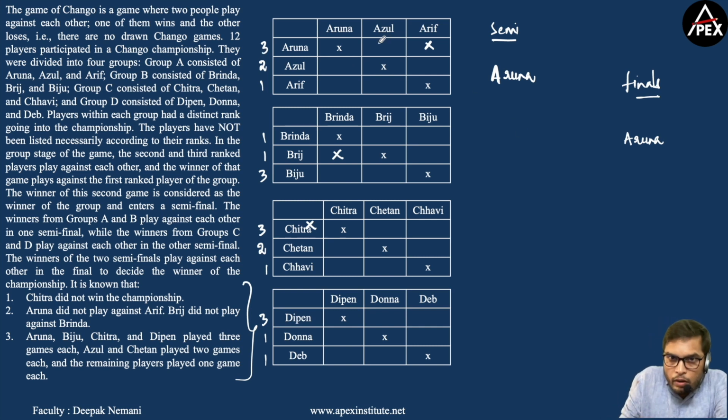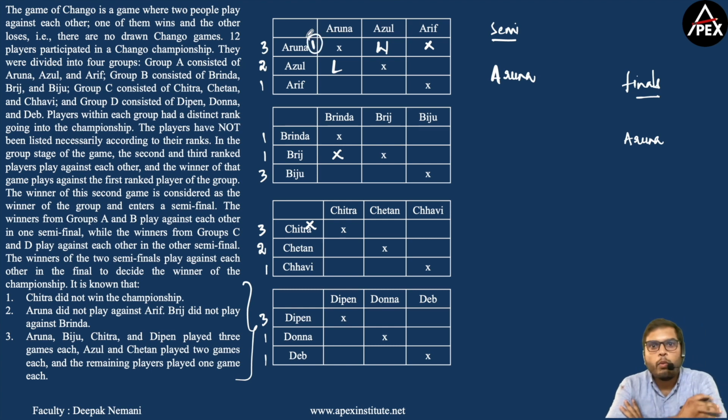Okay. So Aruna won against Azul to enter semi-finals. So Azul lost to Aruna. Now since we have Aruna playing only 1 game in the qualifiers, I can say that Aruna's rank is 1, because the person with rank 1 will be playing only 1 game in the qualifiers. Now since we have Azul playing 2 games, one is with Aruna and the second one should be with Arif. So in the match between Azul and Arif, Azul won that match, Arif lost to Azul, and we have Arif playing only 1 match.